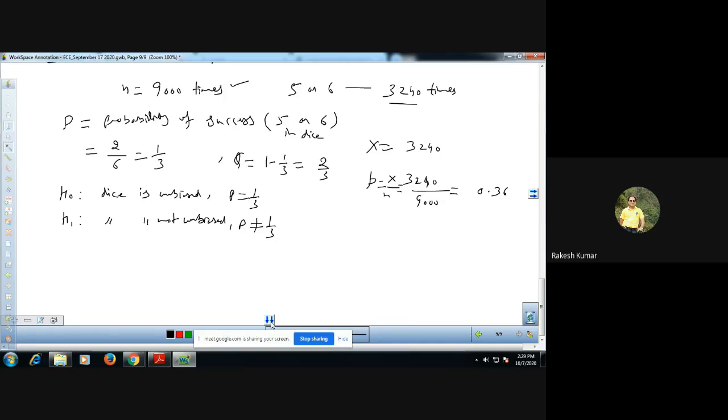So let us calculate the test statistic. We shall use the formula p minus P over the square root of PQ upon N. Put the values: 0.36 minus 1 by 3, we have to calculate capital P. Capital P comes out to 0.333, I think so, you can check that, and divide by the square root of 0.333 times the value of Q.